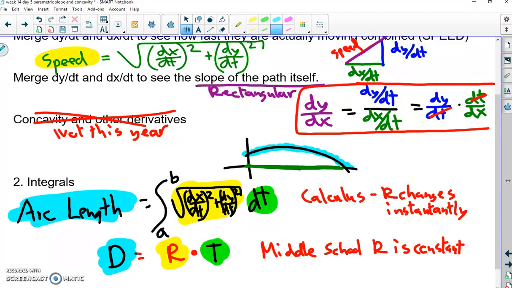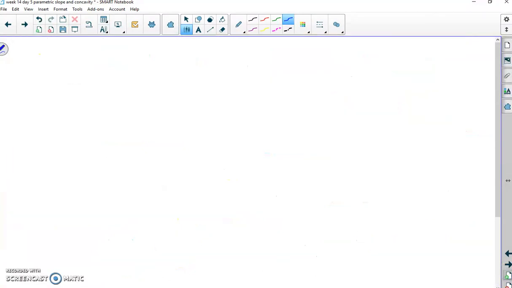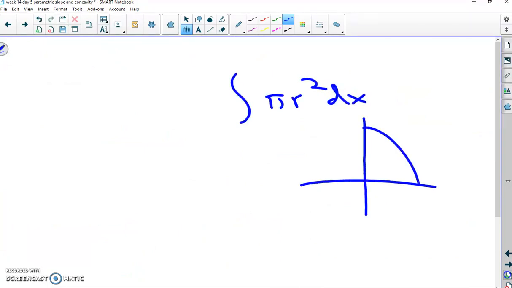Linnea, question. Cool, good question. So the question was, we're so used to integrals finding area. How come this is not finding area? Think of a couple things. We've done this before, where we do pi r squared dx. And what are we finding here?